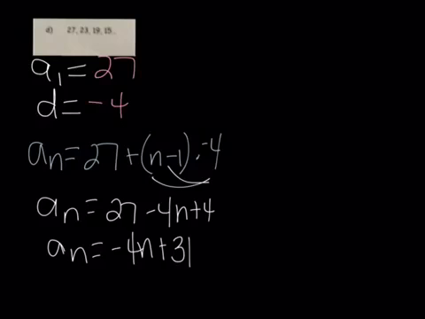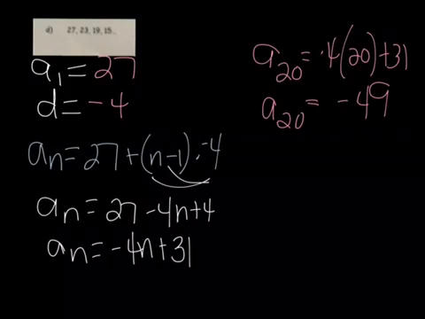Now go on and find the 20th term. Hopefully you got negative 49 for the 20th term. If you didn't, go back and check your work and see where you made a mistake. When you're ready, turn the page.